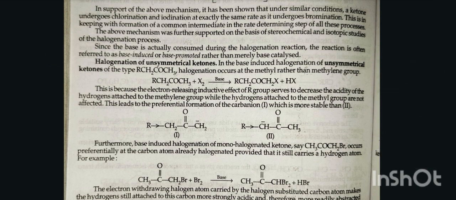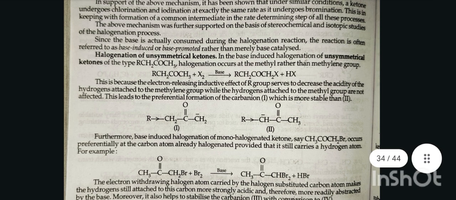In support of the above mechanism, it has been shown that under similar conditions ketones undergo chlorination and iodination at exactly the same rate as they undergo bromination. This is in keeping with formation of the common intermediate in the rate determining step of all these processes. The above mechanism was further supported on the basis of stereochemical and isotopic studies of halogenation reactions. Since the base is actually consumed during the halogenation reaction, the reaction is often referred to as base-induced or base-promoted reaction rather than merely base catalyzed.